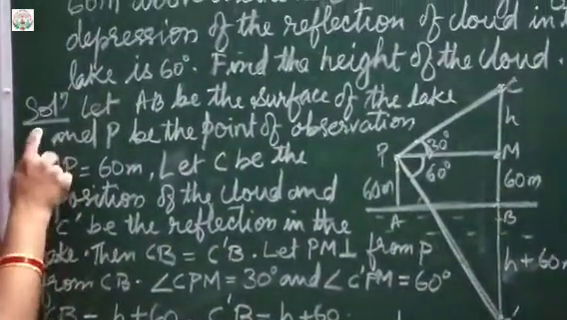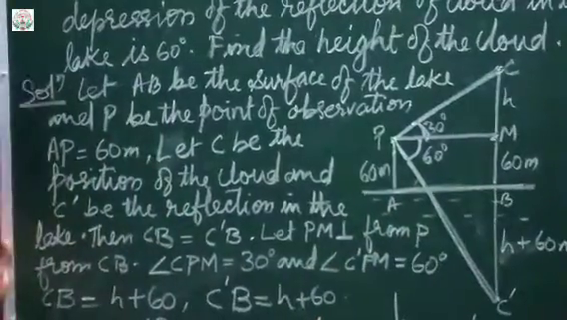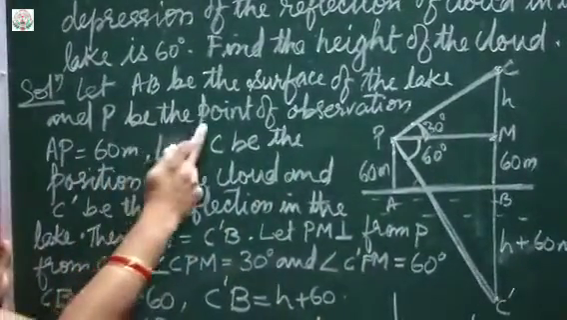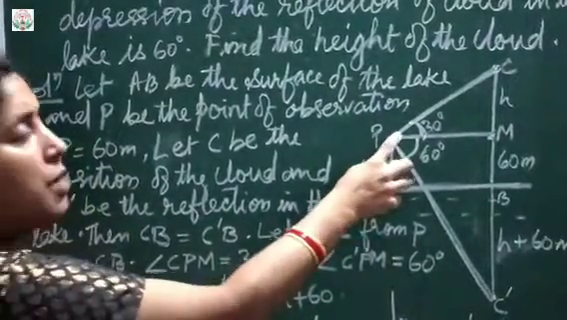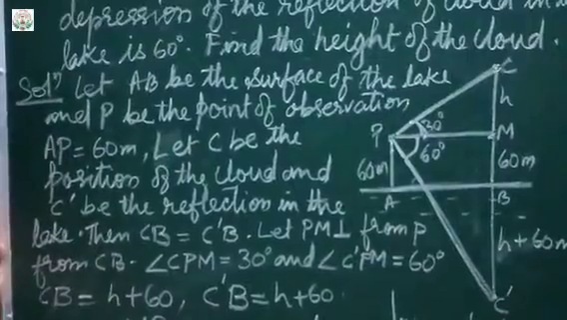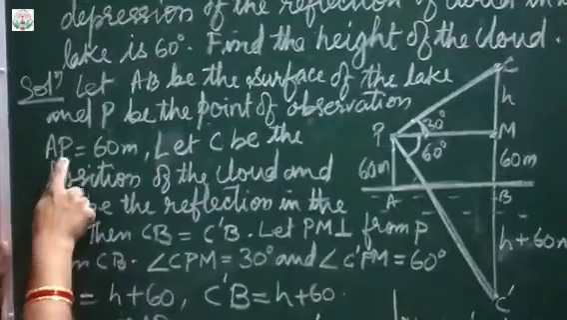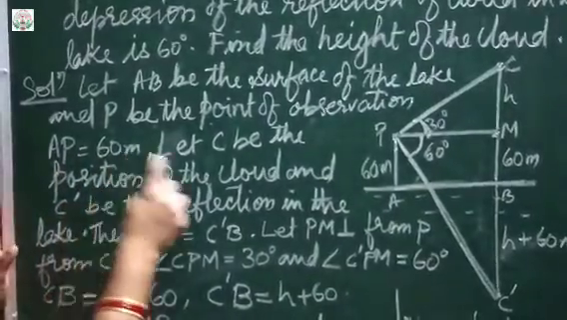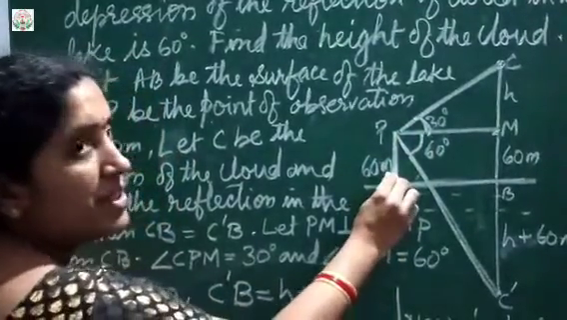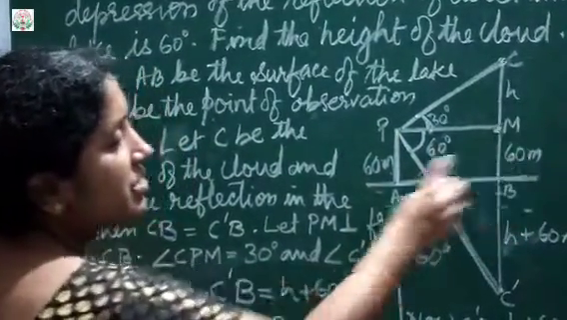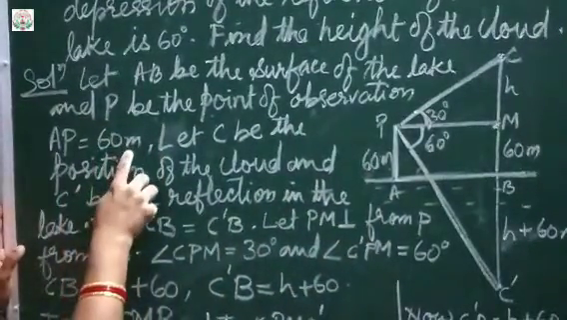Okay. Now solution. Let AB be the surface of the lake. This is the surface of the lake as I said. And P be the point of observation, means from here a person is seeing the cloud. So P is the point of observation. AP equals 60 meter. AP means this height is 60 meter. As from here to here it is 60, same way this will also be 60 meter. So AP is 60 meter.